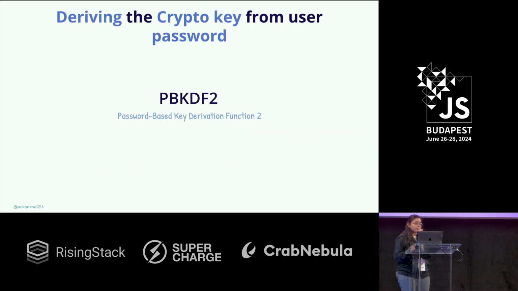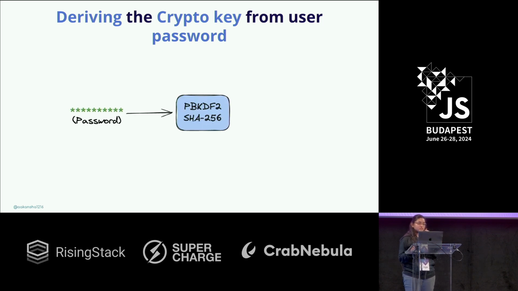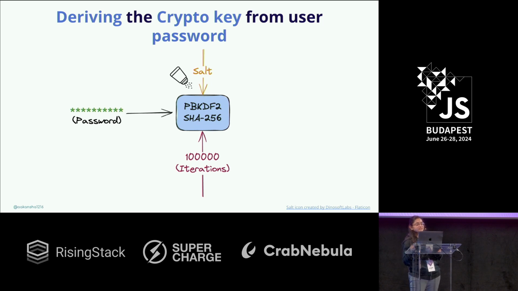We have the PBKDF2 algorithm, which basically helps you derive the crypto key from a user password. What you do is take a user-generated password and pass it to PBKDF2, for which the hashing algorithm we will be using is SHA-256. And we add some salt to it. Salt is similar to an IV, just a set of random numbers.